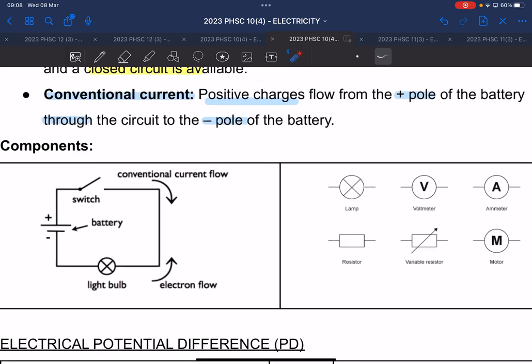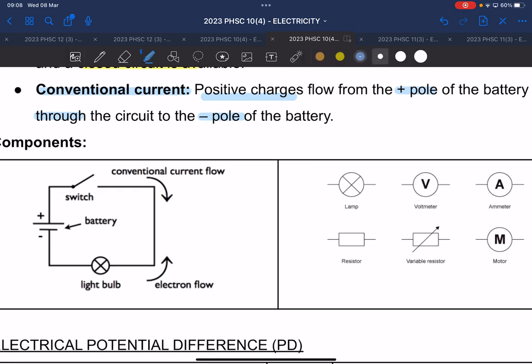In here you need to know the following symbols. You need to know what a switch looks like, how to draw it. You need to know a battery. You need to know a light bulb. Okay, so a light bulb is an X.